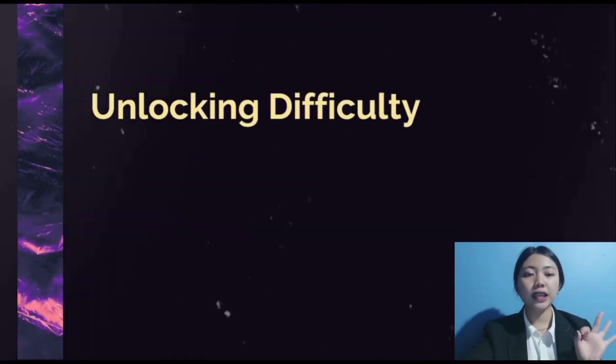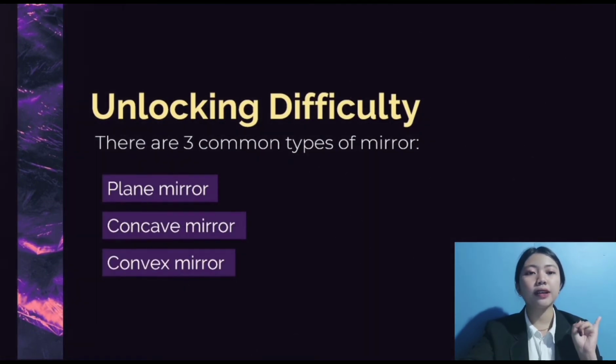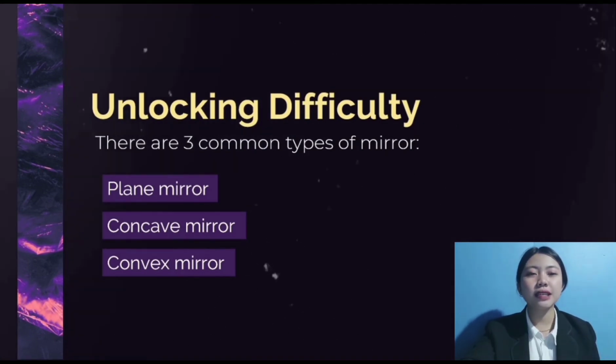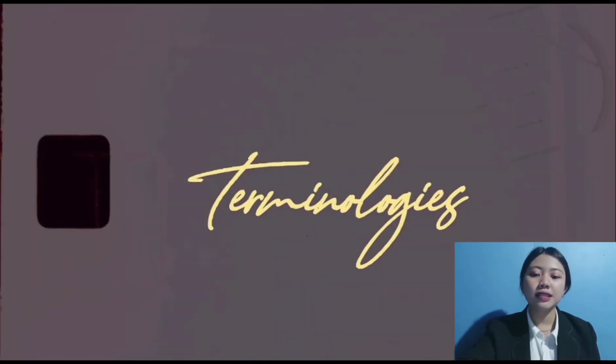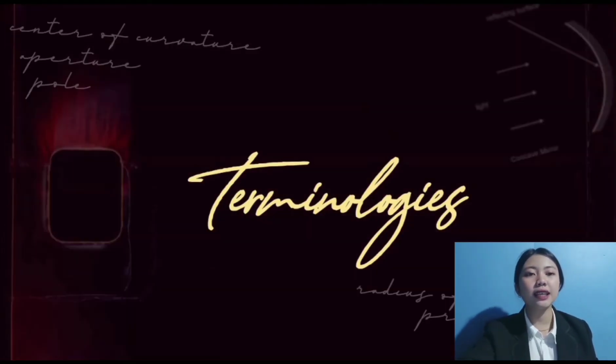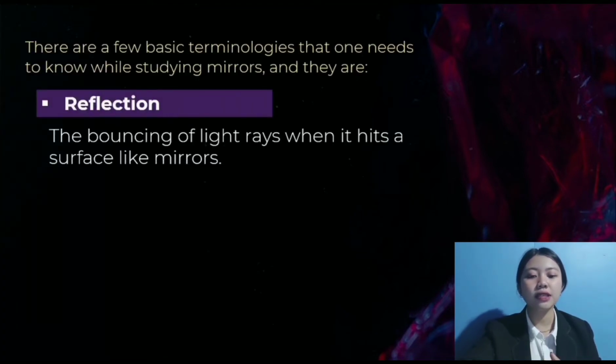So there are three common types of mirrors. First is the plane mirror, next is the concave mirror, then the convex mirror. And there are some basic terminologies that you need to know while studying spherical mirrors, and here are some that I have accumulated. First is reflection, or the bouncing of light rays when it hits a surface like mirrors.